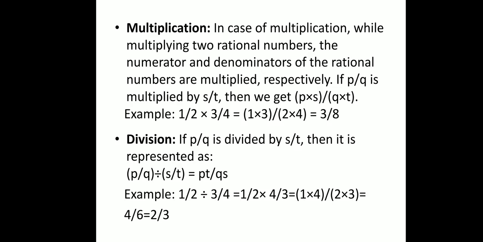For example, if p by q is to be multiplied by s over t, then numerators will be multiplied and denominators will be multiplied. Take an example, 1 by 2 is to be multiplied by 3 by 4, then it will be 1 into 3, that is the numerators will be multiplied, divided by 2 into 4, which are the denominators. So the answer comes out to be 3 over 8.